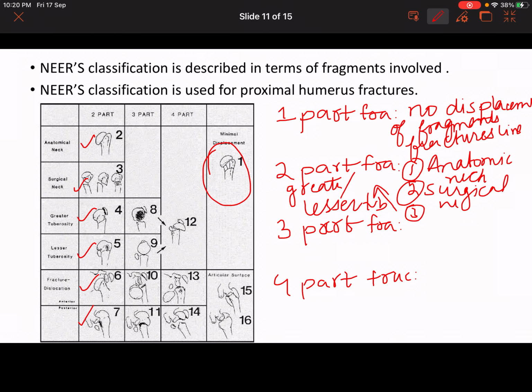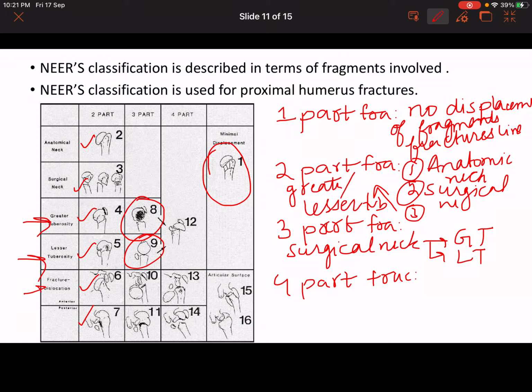Then there is this three-part fracture. In three-part fracture, you have to remember that the surgical neck is going to be involved, but it can be involving either the greater tuberosity or the lesser tuberosity. So GT is for greater tuberosity and LT is for lesser tuberosity. So it can involve any of these. These are the greater tuberosity, lesser tuberosity, and then there is fracture dislocation, obviously. Okay, so these are all the ones with the three-part fracture.